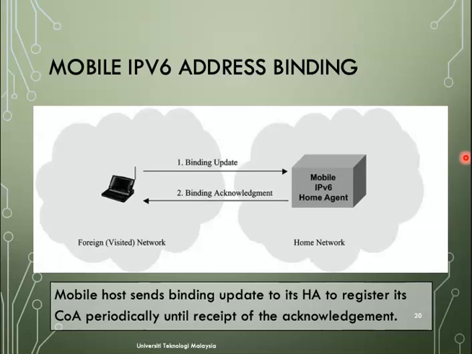And remember that to ensure that a mobile can continue to receive packets addressed to its IPv6 home address, the mobile will register its current care of address with its home agent, using this binding cache. The binding process means the association between a mobile's home address and its care of address. So each time it updates its care of address, it needs to send this binding update to the home agent, and needs to wait for the binding acknowledgement from this home agent.